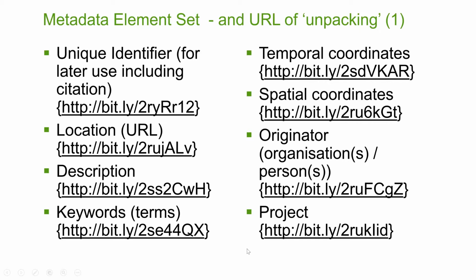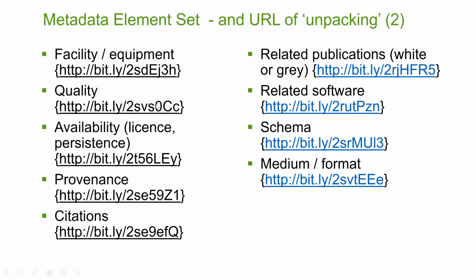And the second page of elements include facility or equipment or both, quality, availability, which covers licensing, but also persistence and associated curation, provenance, huge area in itself, citations, related publications, related software, schema, and medium or format or both. So that's the proposed set.